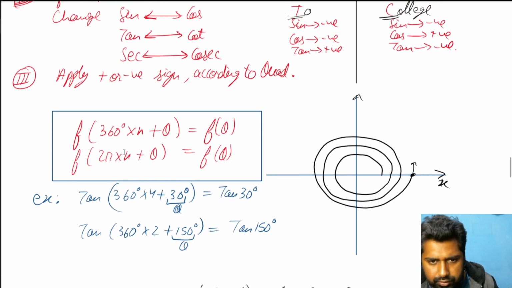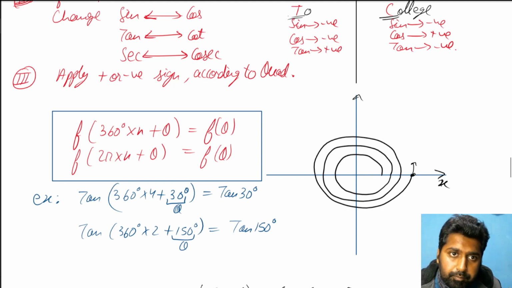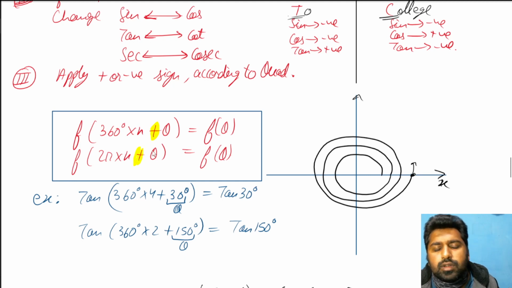There is no effect of rotation. If I can write 360 into n plus theta, that is same of f of theta. Means tan will remain as tan theta, cot will remain cot theta. We don't even have to think about the quadrant. We don't have to make this theta as acute. It can be anything. As long as there is 360 involved, 360 into something plus, but remember, it has to be a positive sign, not the negative. That's the key part.